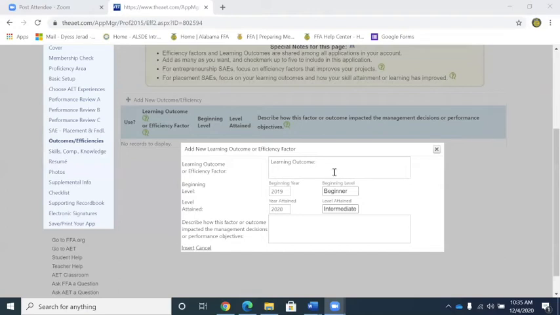So then you hit insert at the bottom, and that inserts it into the application, and you go on from there. You do as many of these as you want to, but make sure you have at least 5, because that's what they're going to base it on, is 5. So now the next one down is skills, competencies, and knowledge, and it can flow from AET.